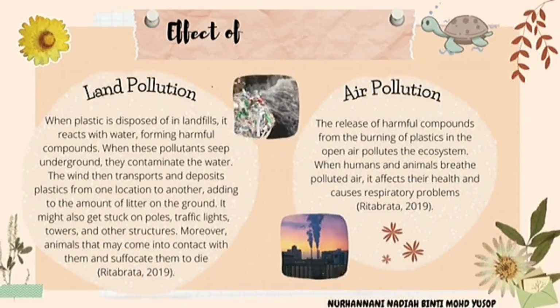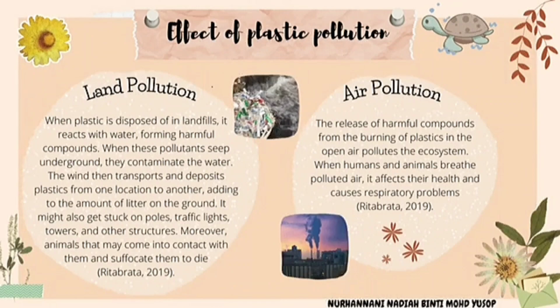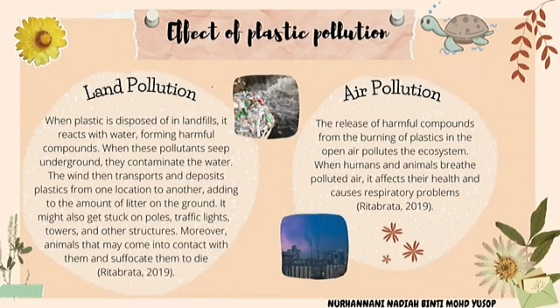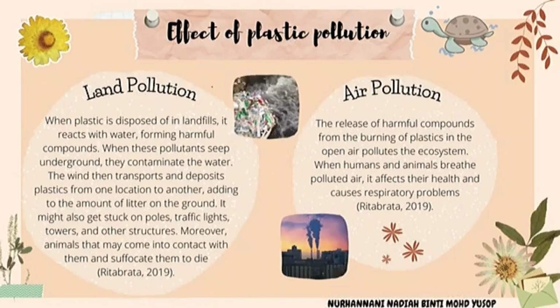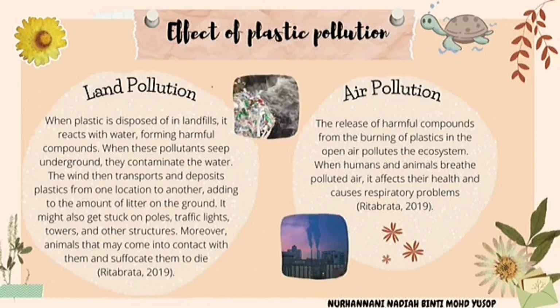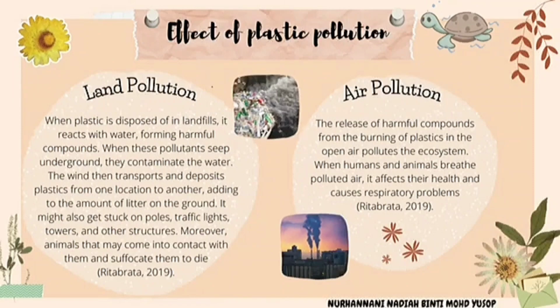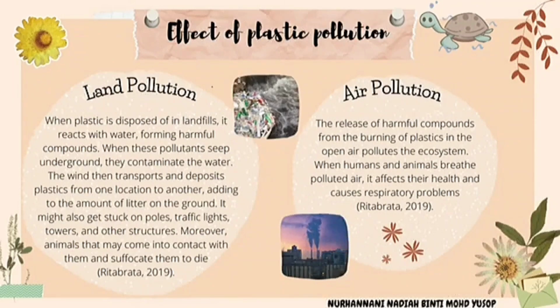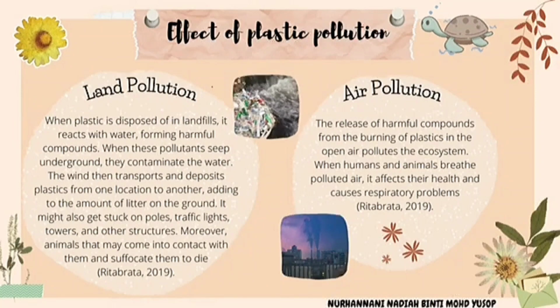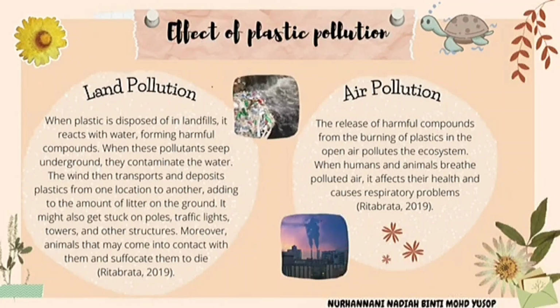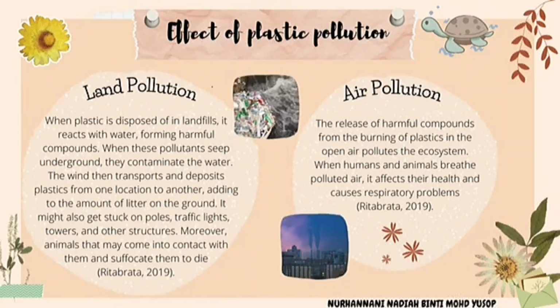This is the effect of plastic pollution. First is land pollution. When plastic is disposed of in landfill, it reacts with water, forming harmful compound. When these pollutants seep underground, they contaminate the water. The wind then transports and deposits plastic from one location to another, adding to the amount of litter on the ground. It might also get stuck on poles, traffic lights, towers, and other structures. Moreover, animals that may come into contact with them can suffocate and die.